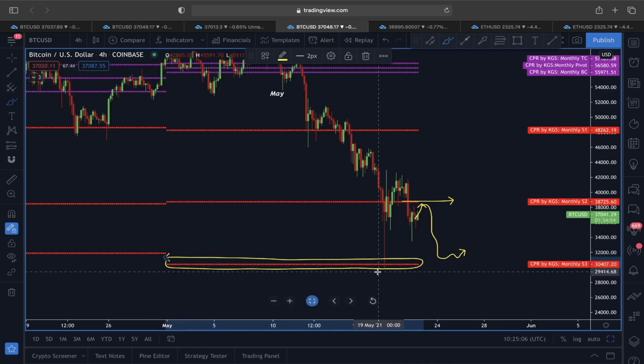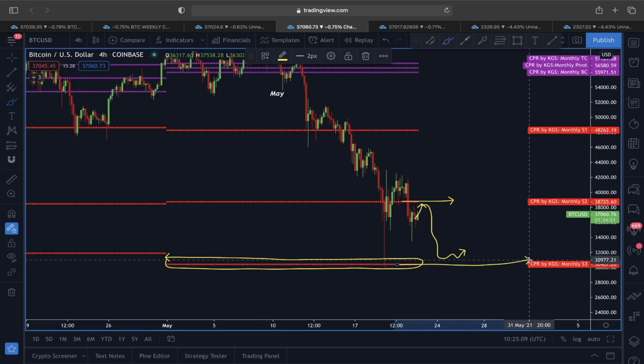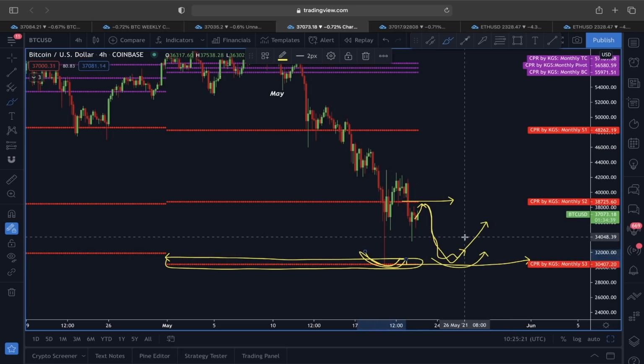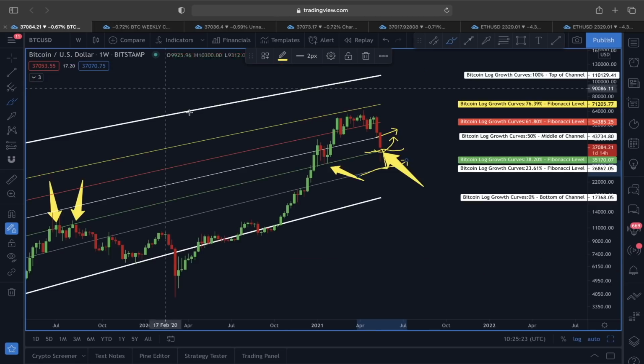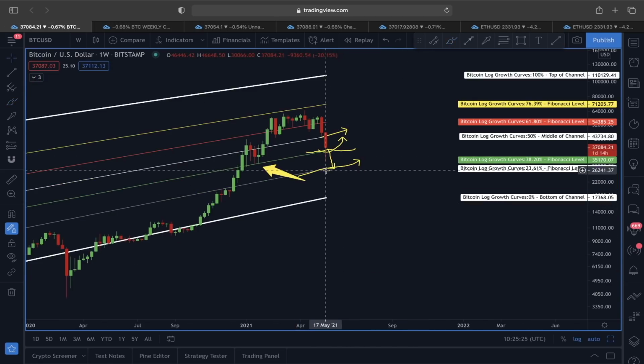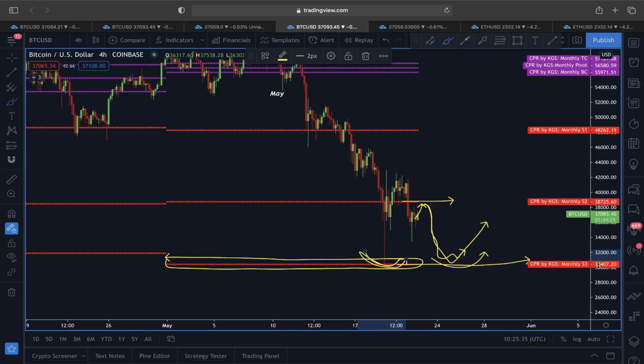So according to this CPR, right now in a 4-hour time frame, the lower price target is going to be around 30,400 price level, because this is the lowest Bitcoin could go here in the May month. So I'm expecting, if we are going to see any sort of pullback, then this is going to be one very, very great place to look for any long opportunities, because in a weekly time frame, the next possible downward target is this 23.61 Fibonacci level, that is around 26,862 price level. So now in a smaller time frame, 30,400 would be the downward price target if the trend here gets rejected again from this 38,000 price level.